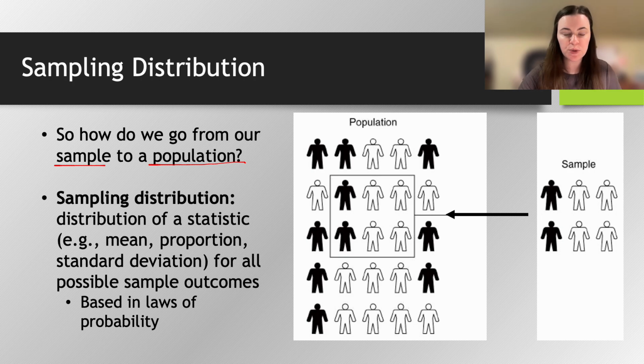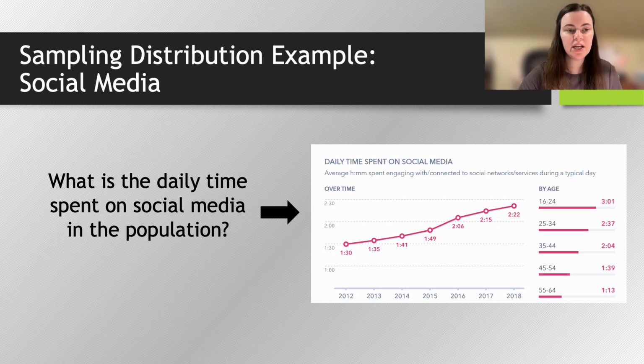Well, we do this through what's called a sampling distribution, which is the distribution of a statistic. We commonly use means, but sometimes we use things such as proportions or standard deviations for all possible sample outcomes. Let's take a look at an example of what I mean by this. How do we go from our individual sample back up to a population?